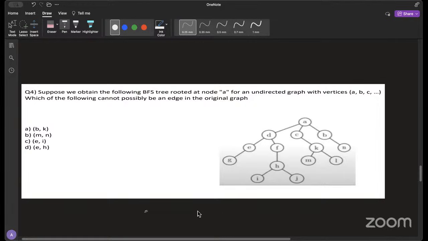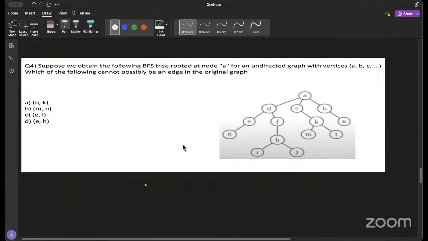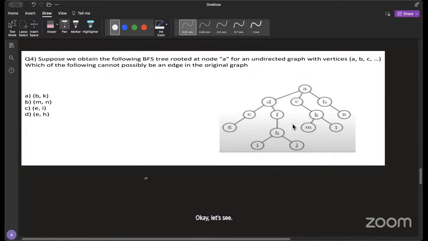E and I, option C. Ma'am, E and I. Okay, let's see. This is a BFS tree. E and H, someone just said. Let's check what the correct options are.